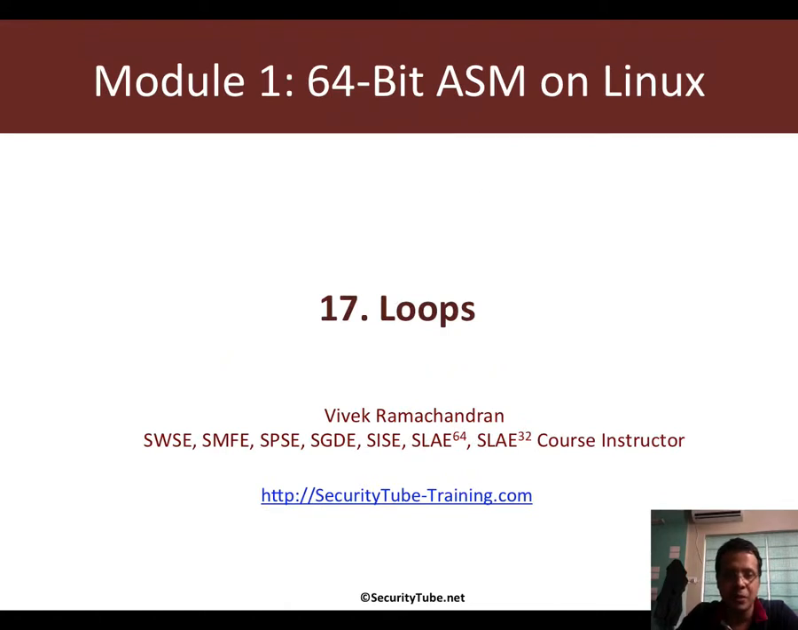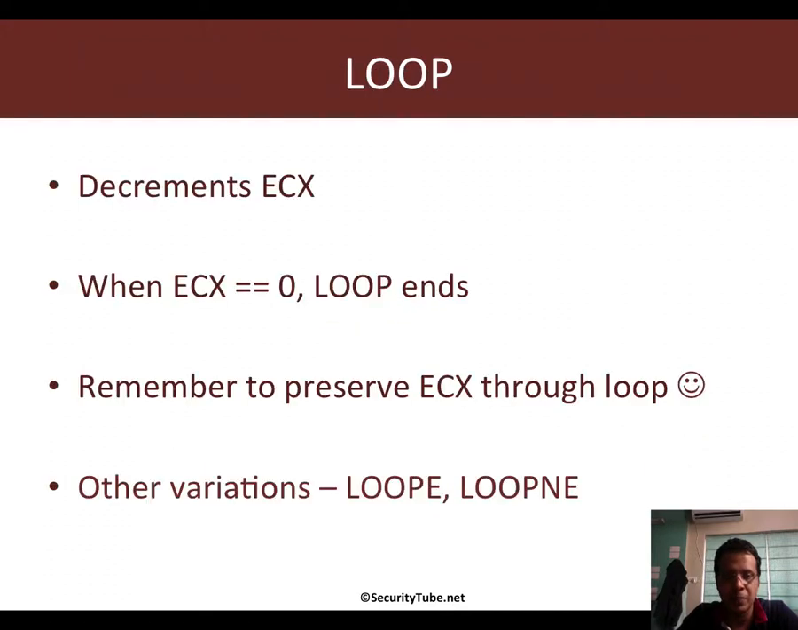In this video, we will look at loop instructions and how they can be used. The loop instruction really simplifies what we tried to do with the JNZ in the last video. The loop instruction uses the ECX register and decrements it in every pass, and if ECX is 0 the loop ends. Just like in the last video, you need to remember to preserve ECX through the loop. Variations include loopz and loopnz, which I leave to you as an exercise.